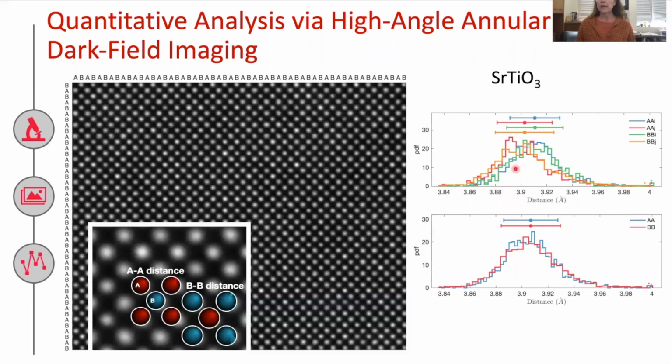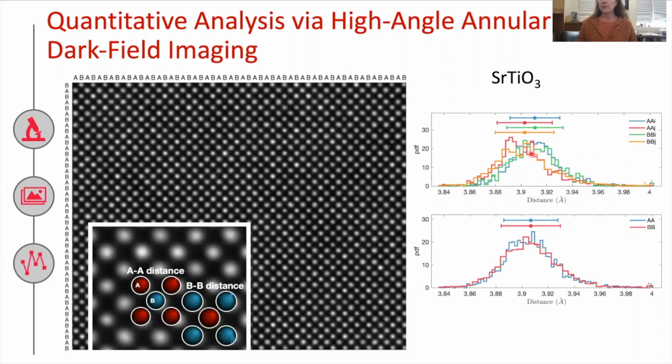So this is just looking at a nearest neighbor profile, AA or BB distances along two orthogonal axes, and we can look at the distribution of these intercolumn distances to tell us something about the structure.